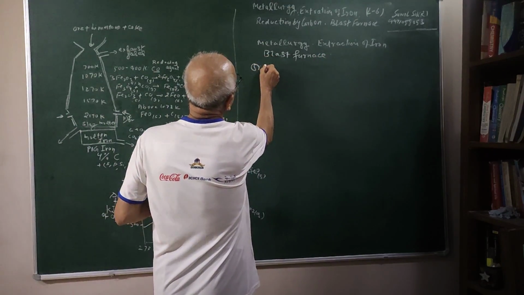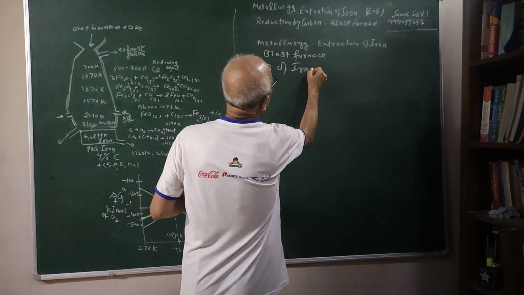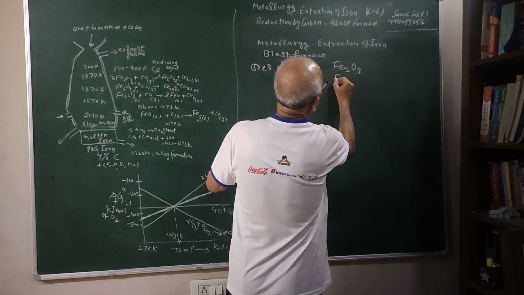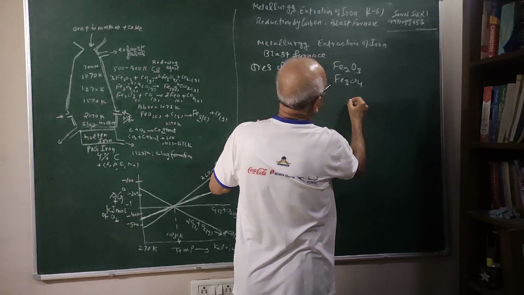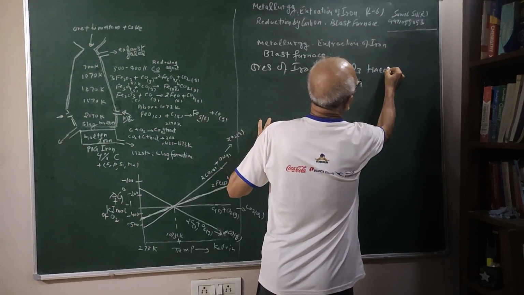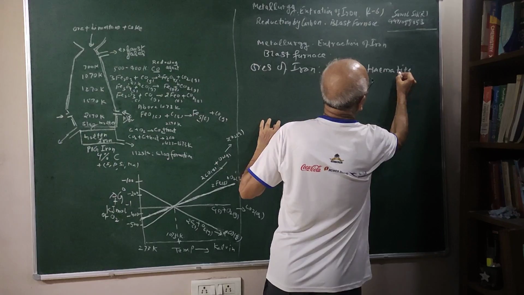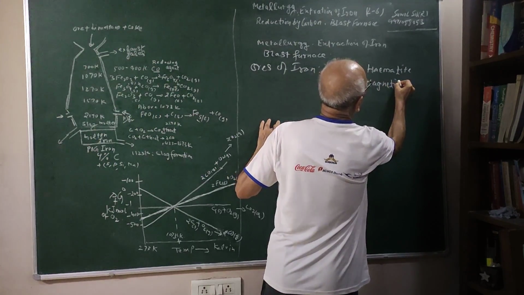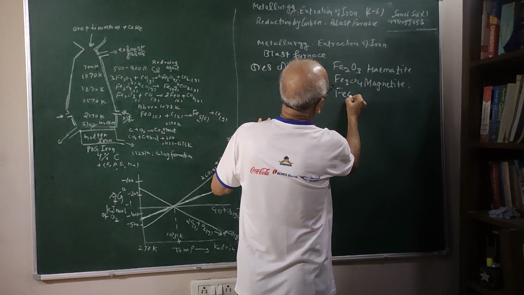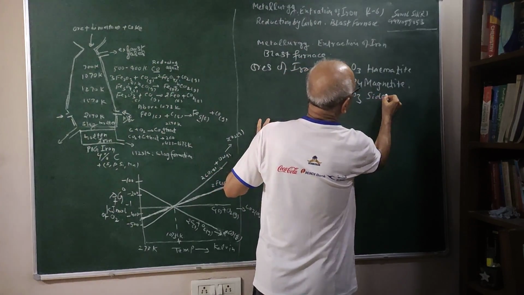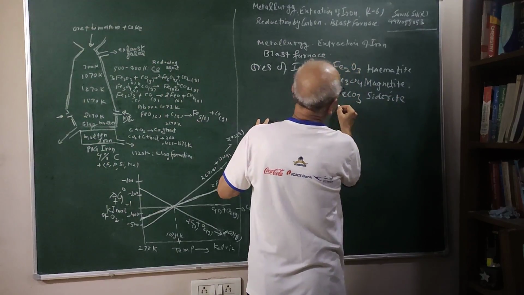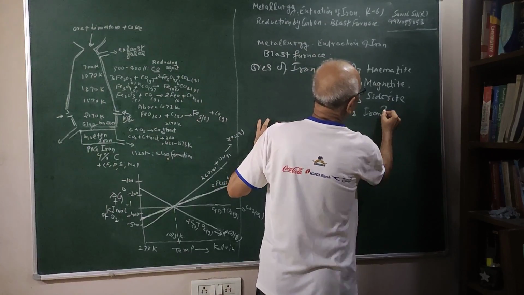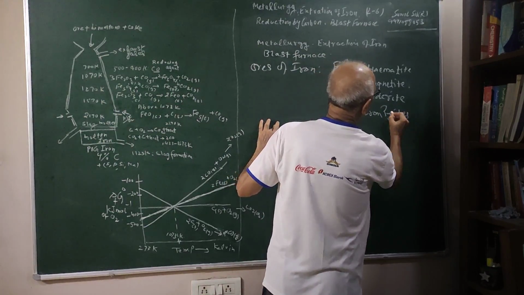What are the ores of the iron which we are having? You have heard about Fe2O3, Fe3O4, hematite, students, magnetite, FeCO3, siderite, and FeS2 is our iron pyrites. These are the ores of the iron, students.